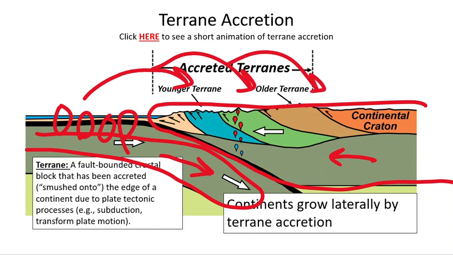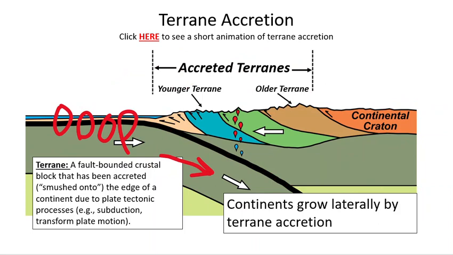And that process of transfer is called accretion. Accretion just refers to the lateral, that is sideways, growth of a continent as a result of receiving that scraped off material from the subducting plate, which then gets added onto, or we would say accreted to, the non-subducting continental plate.